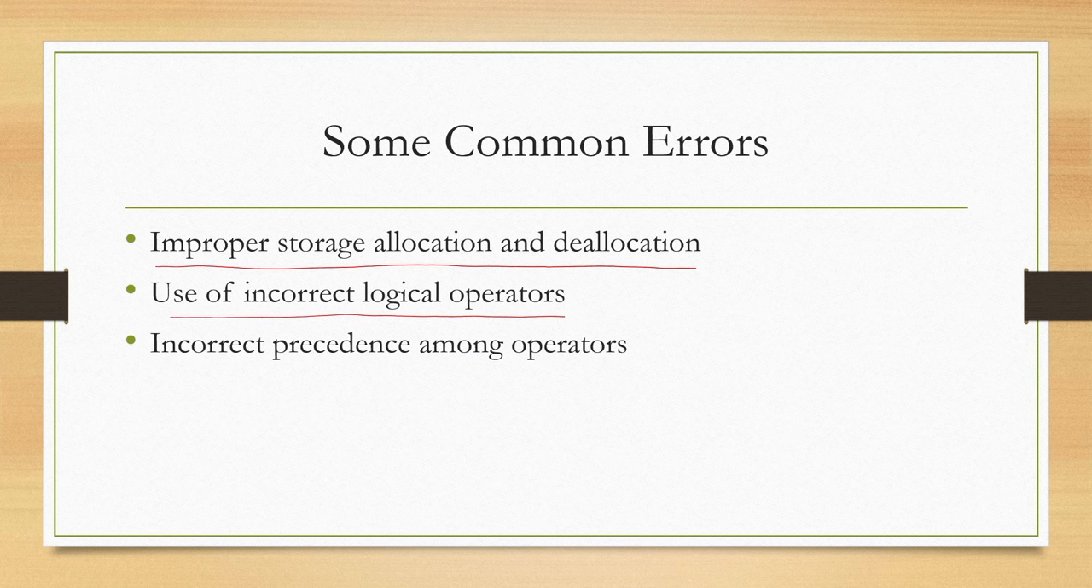A very common thing is use of incorrect precedence among operators. So often we do not pay attention to the precedence of operators and we use them in a very incorrect way, which creates logical errors in the code. So we should avoid that. So checking against such type of incorrect usage helps in keeping the code clean.